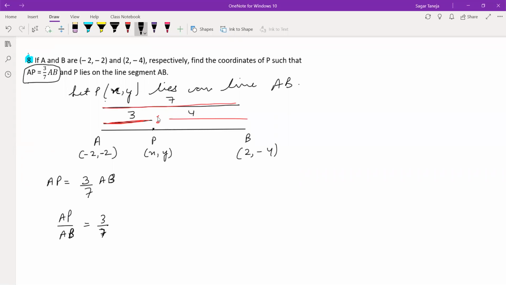Sanya is writing 3 ratio 7. No, it is 3 ratio 4 because total is 7. AP by AB is given 3 by 7. So we have to take out the ratio AP is to PB. Yes, so it is 3 ratio 4.